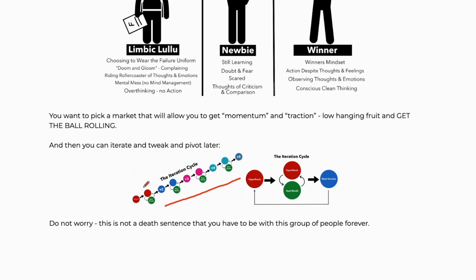We've talked about the iteration cycle, right? You start off with a hypothesis, you implement that with real world data, you get a version 2, right? Then you use real world data, you get a version 3, real world data, you get a version 4. That's the process, right? You want to start with something, and then you want to get it going from there. Don't worry, this is not a death sentence. It's not a life sentence that you're going to have to work with this specific group of people forever, okay?